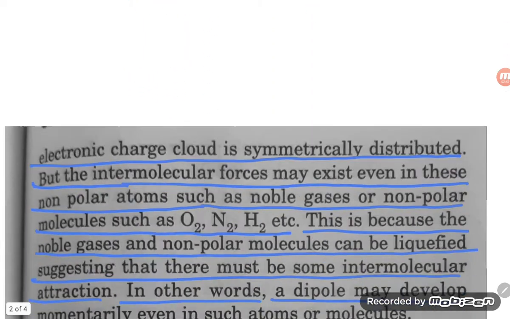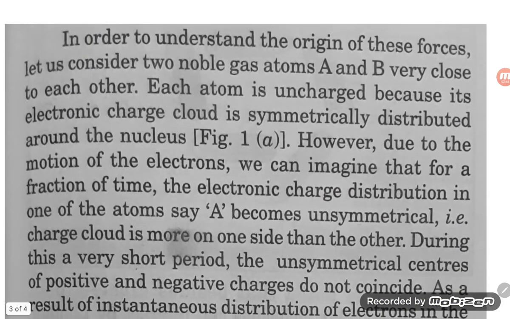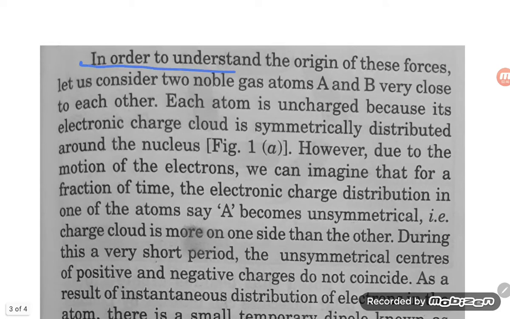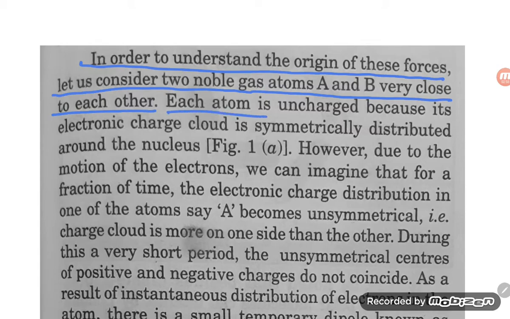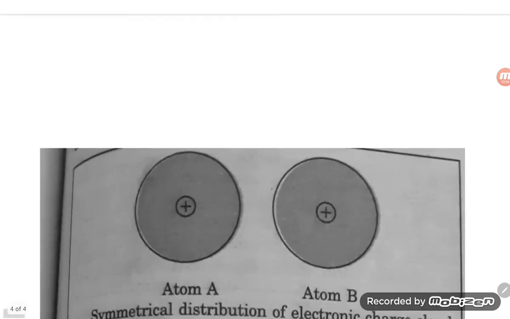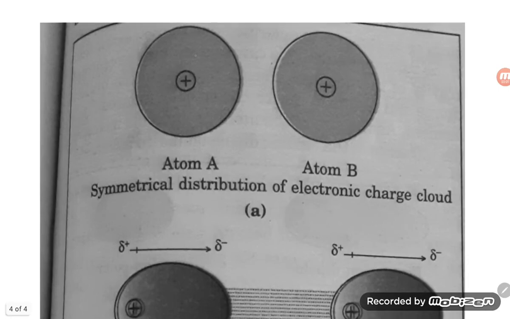Now try to understand another statement here. In order to understand the origin of these forces, let us consider two noble gas atoms, A and B, very close to each other. Each atom is uncharged because its electronic charge cloud is symmetrically distributed around the nucleus. Figure 1a: you can see the symmetrical distribution of electrons everywhere.